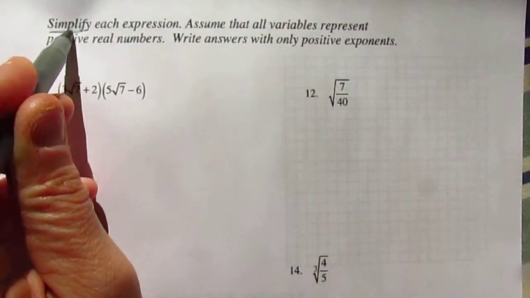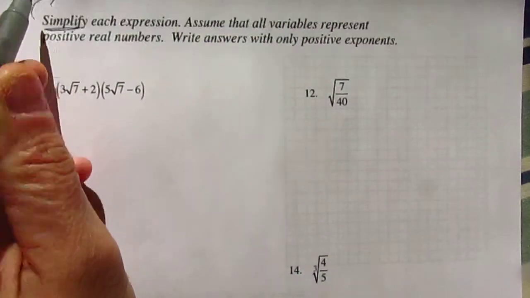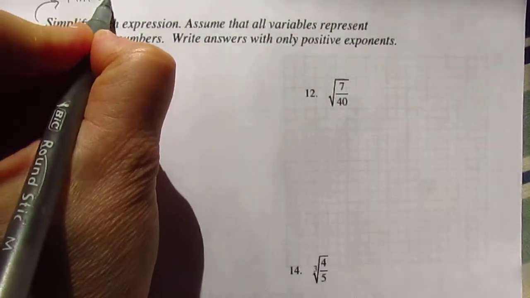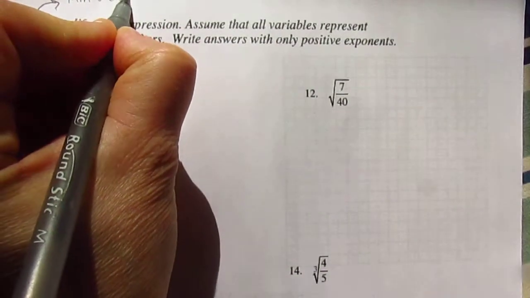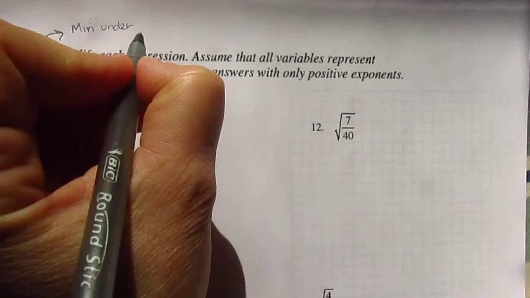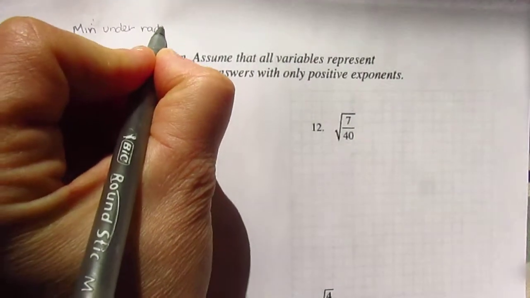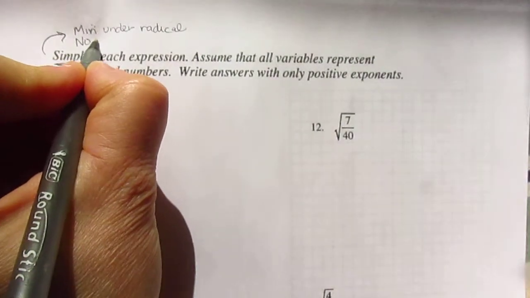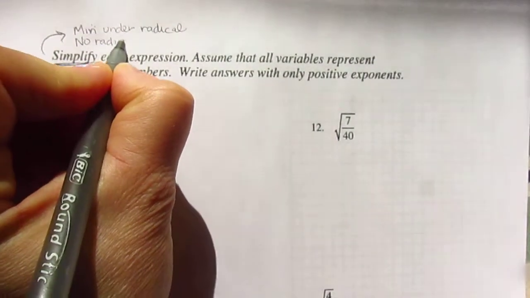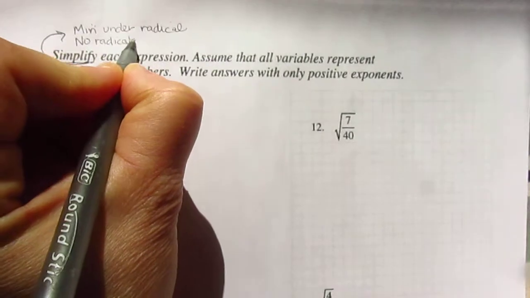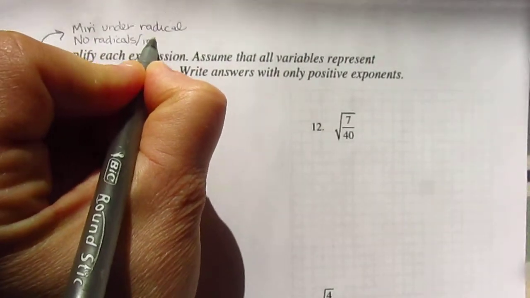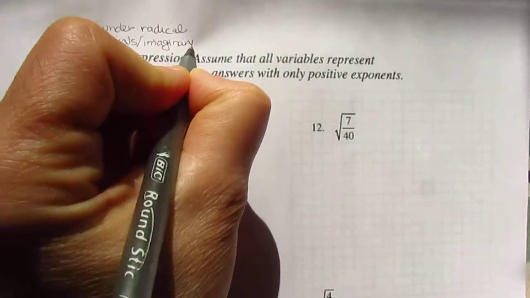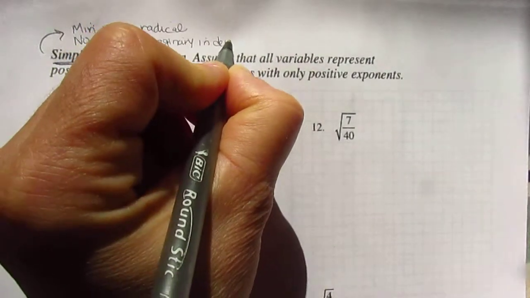When we simplify radicals, we want to minimize what's under the radical sign. Also, no radicals or imaginary in the denominator.